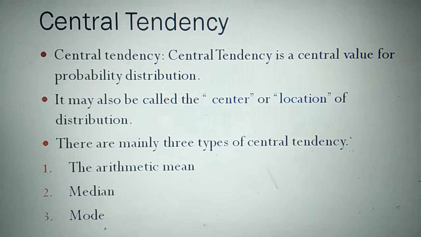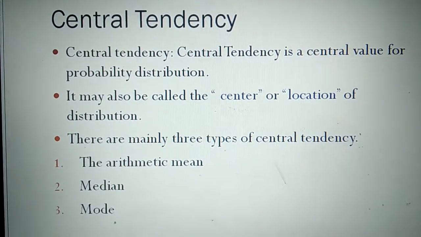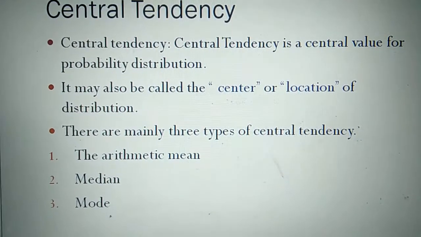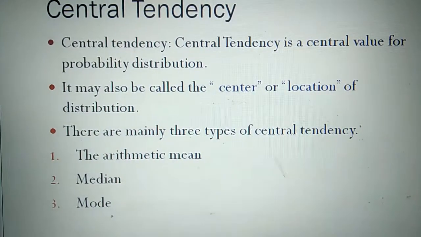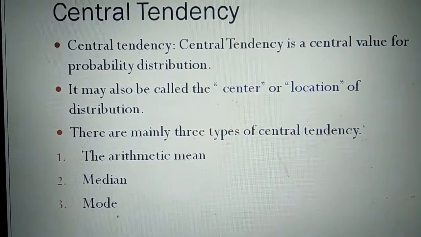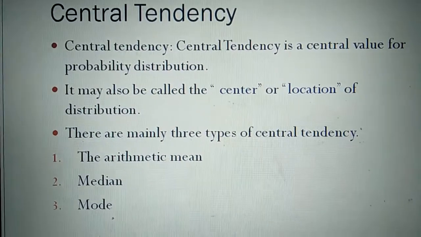So central tendency is a central value for probability distribution. It may also be called the center or location of distribution. There are mainly three types of central tendency: the arithmetic mean, median, and mode.